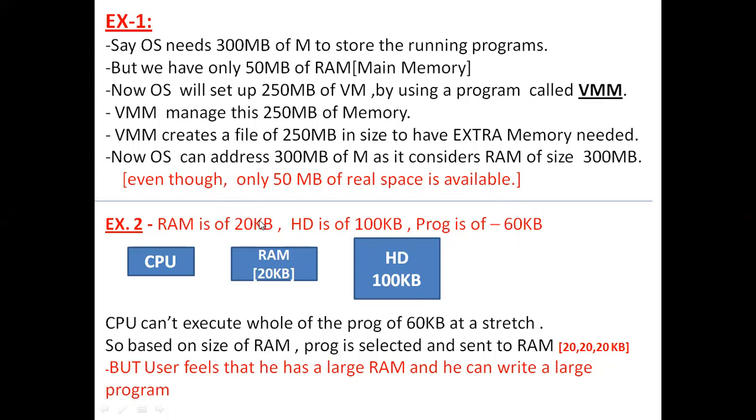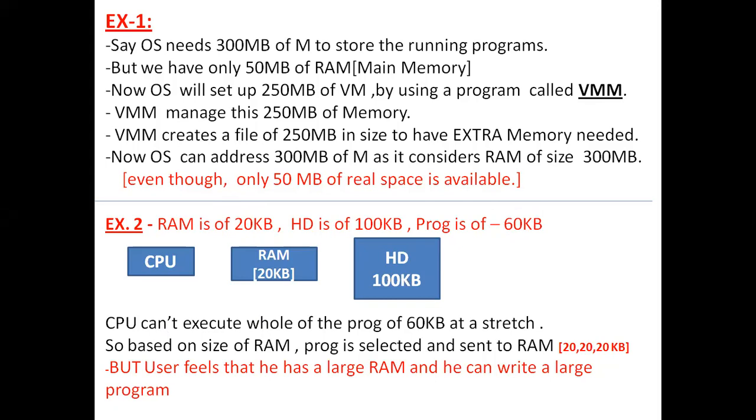So for that, what I can do is, initially, we know that this 60 KB program will be stored in the hard disk. So the CPU cannot execute the whole of this 60 KB of our program.